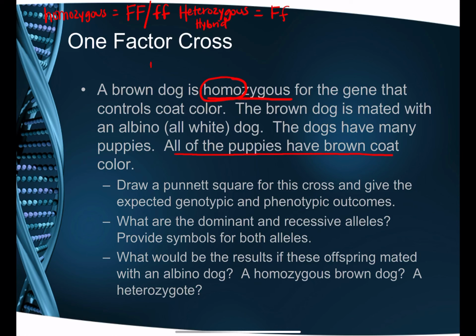So this daddy dog, I'm going to put him as big B, all right? Because we know he is homozygous, and brown is dominant, so big B is going to be brown. And then he was mated with an albino all-white dog. Because that shows the recessive color, that is going to have to be little b, okay? So when we do a Punnett square for them, it says draw a Punnett square for this cross.